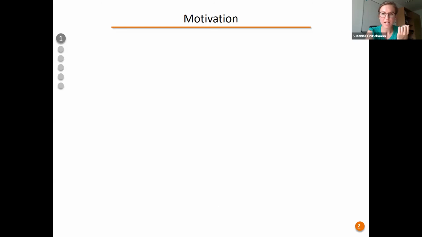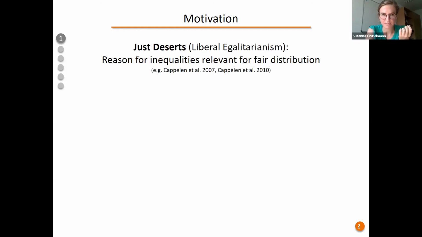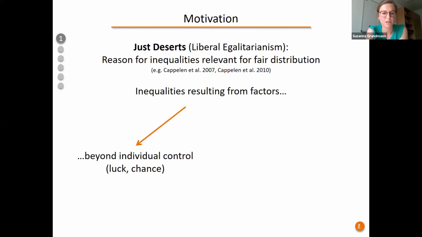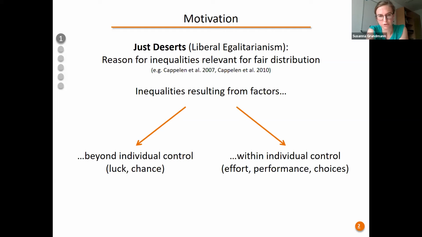The question, what constitutes a fair distribution of resources, has been an object of fierce debate and has produced a lot of different opinions and fairness ideals. One very prominent fairness ideal is the fairness ideal of just deserts, also named liberal egalitarianism. According to this idea, the reasons for inequalities are relevant for fair distribution of resources. Particularly, this idea would distinguish between inequalities resulting from factors beyond individual control, such as luck or chance, and factors within individual control, such as effort, performance, or choices. Inequalities resulting from factors beyond individual control are deemed not justified and should therefore be equalized through redistribution.